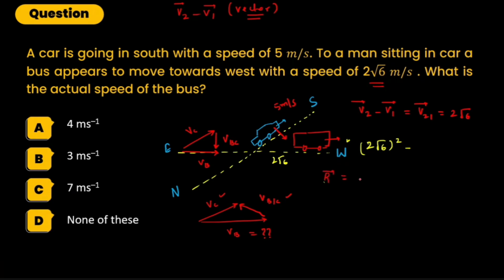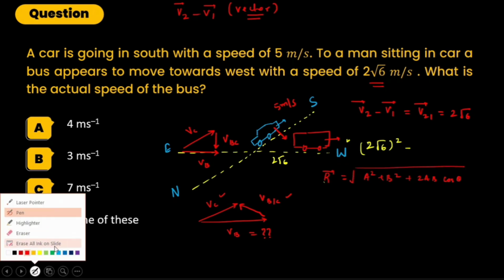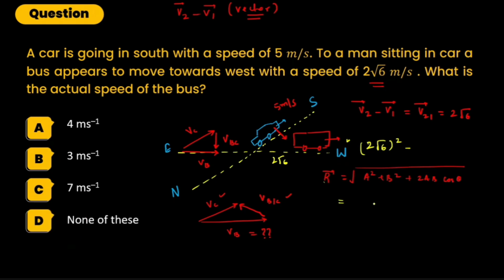So how was it calculated? It was calculated by a square plus b square plus 2ab cos theta. Now when we are subtracting the vector, the cos theta is going to be -1. So we'll simply write, resultant is given as 2 root 6 whole square. A is going to be the velocity of the car, this square. B square is something we have to find.